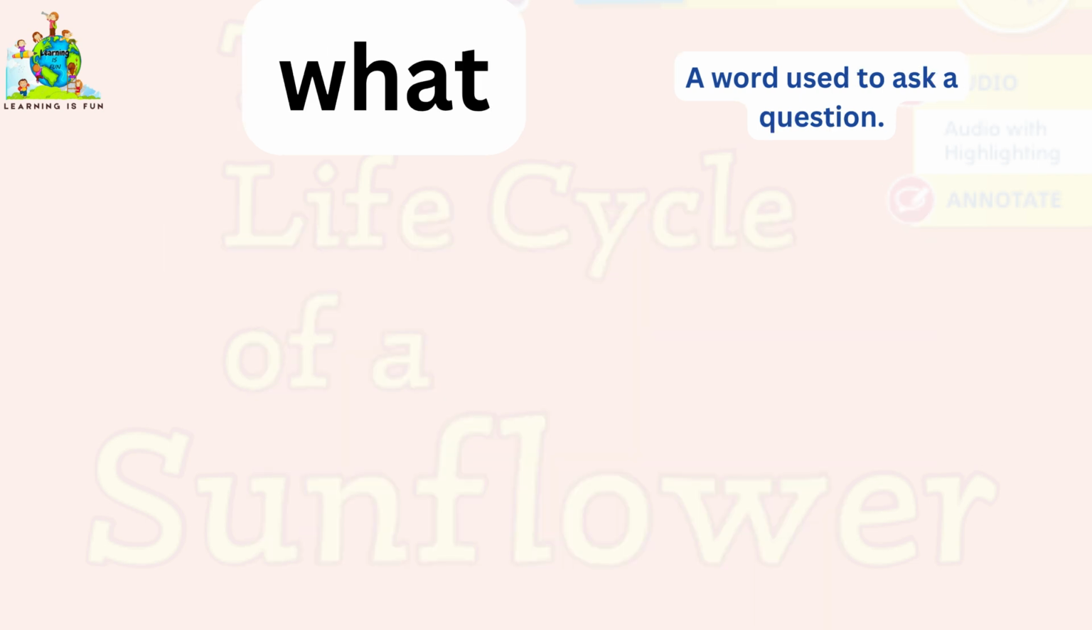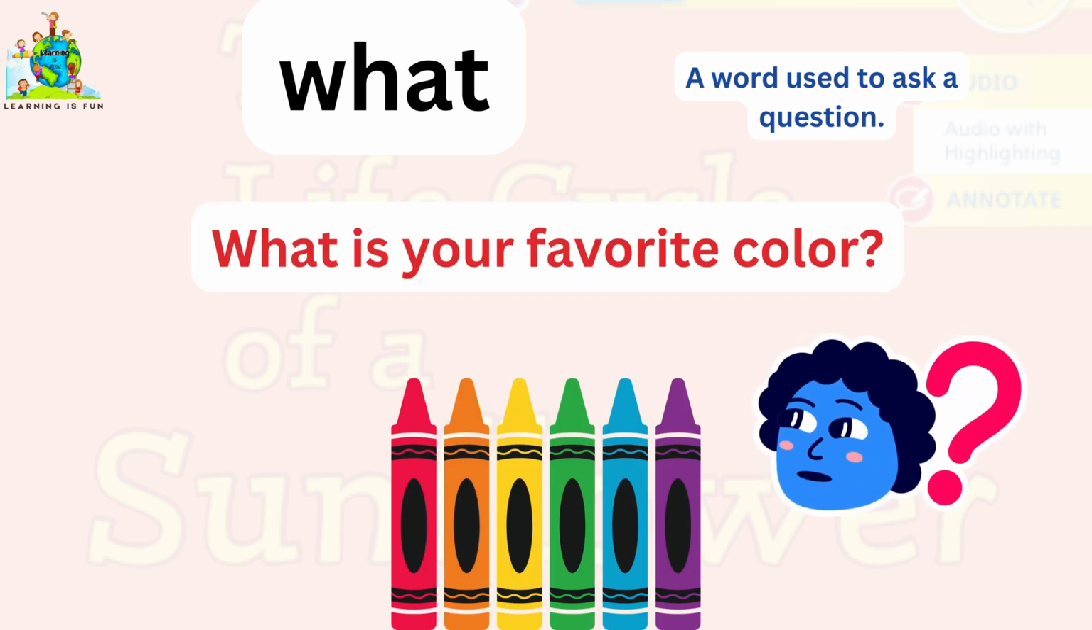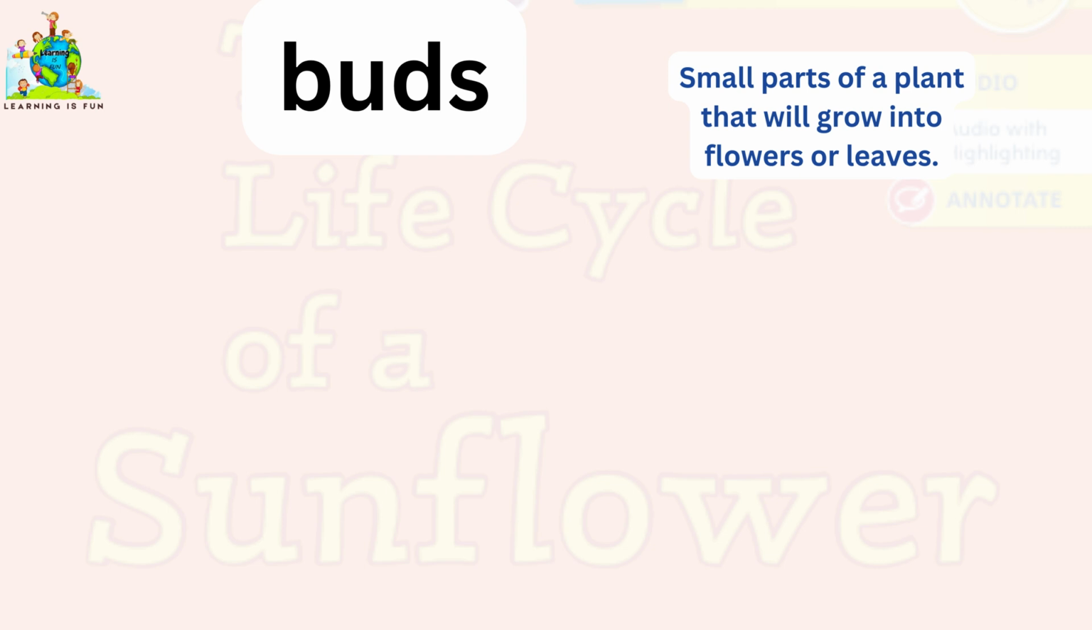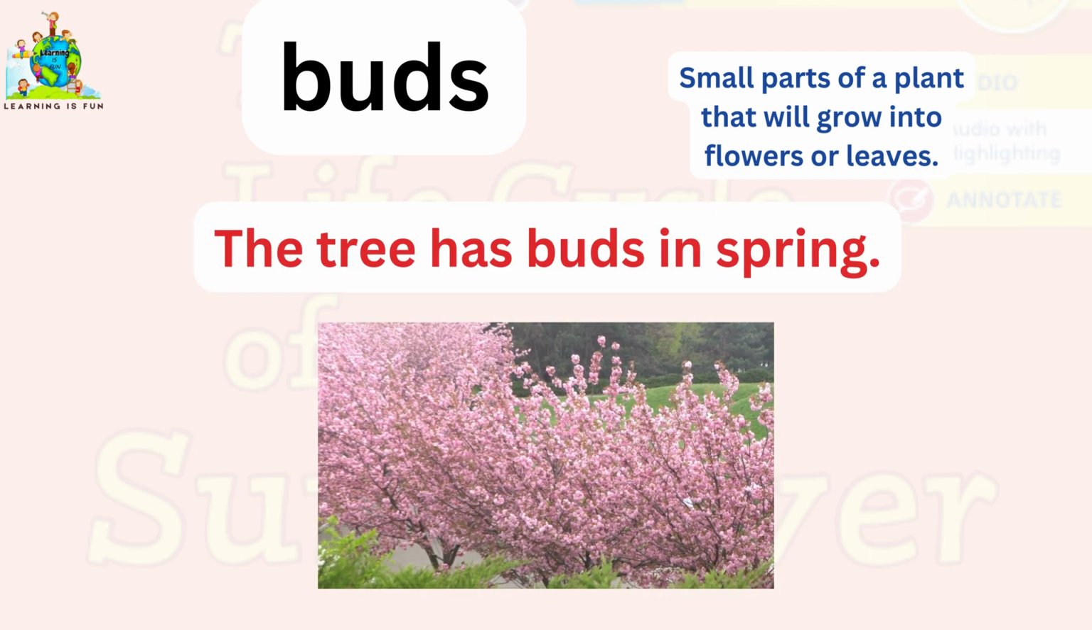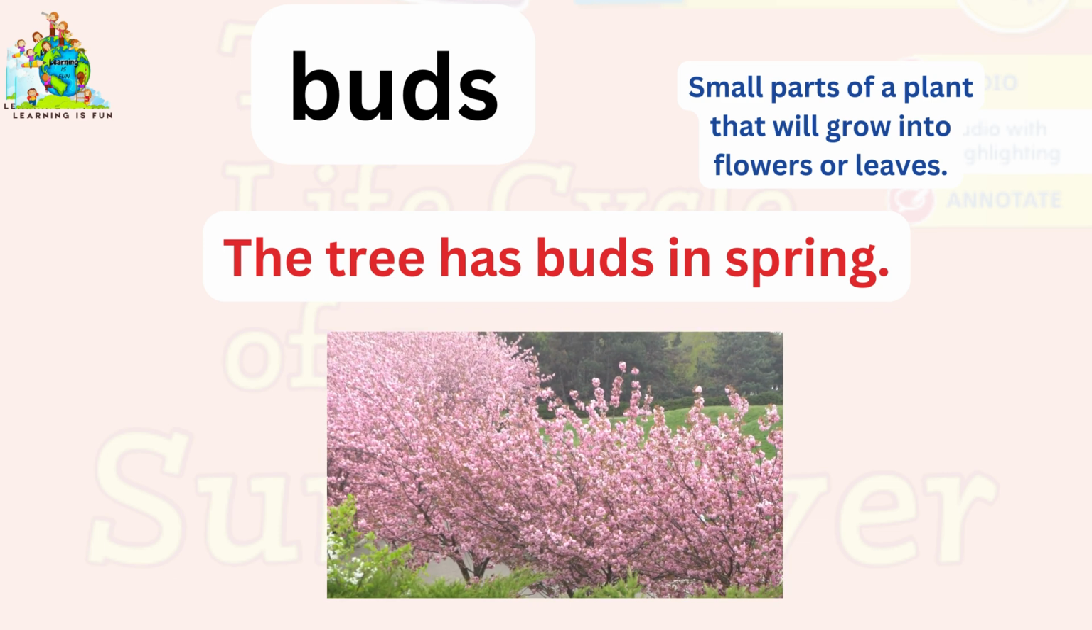5. What? Meaning, a word used to ask a question. Sentence, what is your favorite color? 6. Buds. Meaning, small parts of a plant that will grow into flowers or leaves. Sentence, the tree has buds in spring.